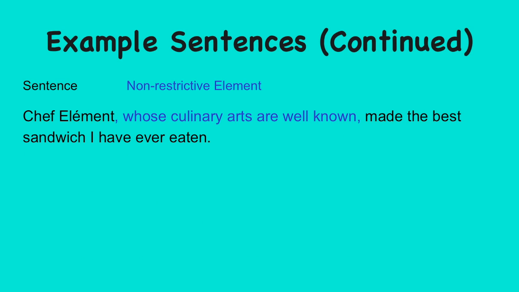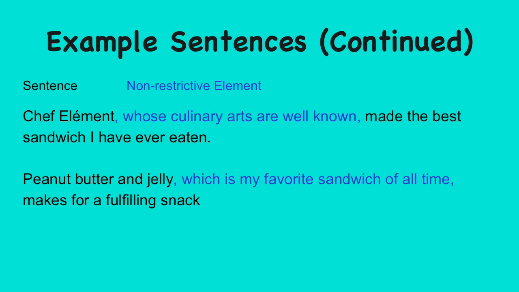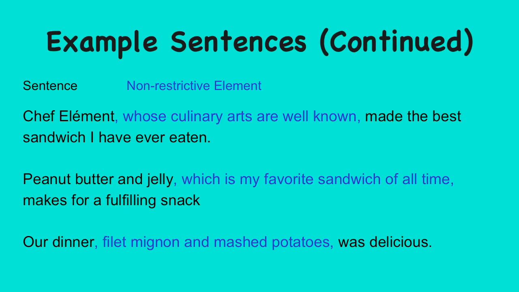Removing the non-restrictive element, highlighted in blue, presents a complete thought. Also note that when the non-restrictive element is present, the sentence still retains its meaning, but more details have been added to the already current meaning. So, in this example, we have Chef Element made the best sandwich I have ever eaten, which is a complete thought. But, adding the non-restrictive element, we have Chef Element, whose culinary arts are well known, made the best sandwich I have ever eaten. This is also a complete and grammatical sentence. Here's another example, and one more.